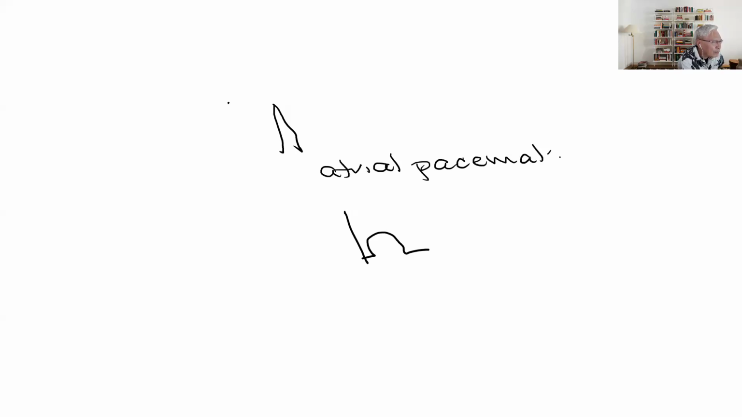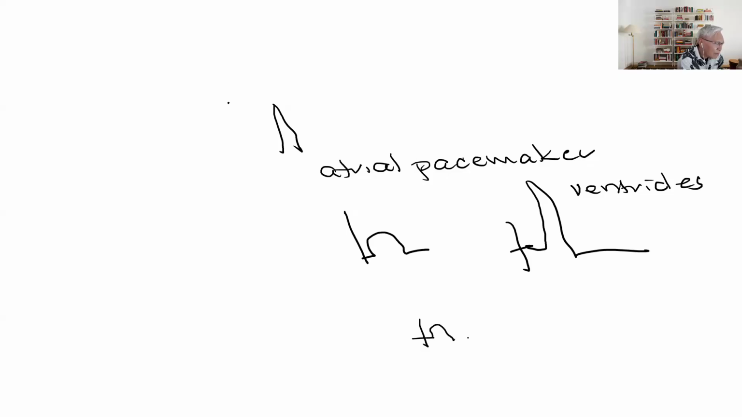Now, if the spike occurs and there's a QRS complex, then the pacemaker is in the ventricles. The first letter is V. And of course, if there's a spike before the P wave and a spike before the QRS complex, then we have a dual pacemaker. Do you understand? All right.